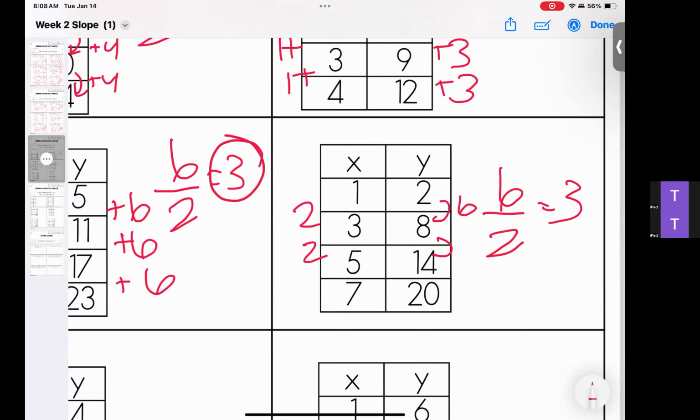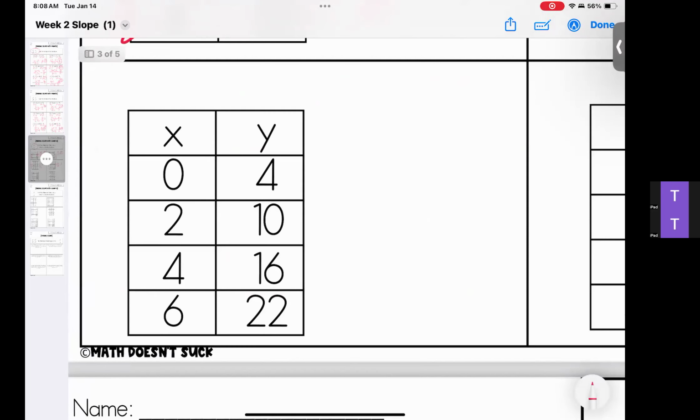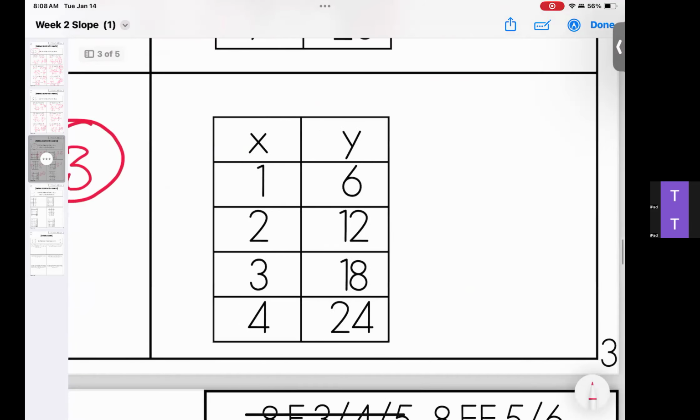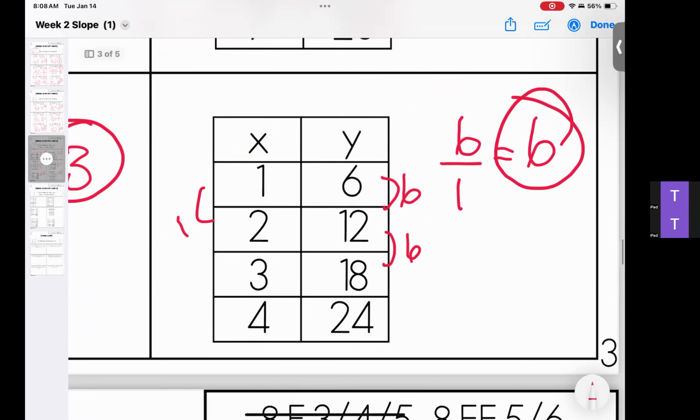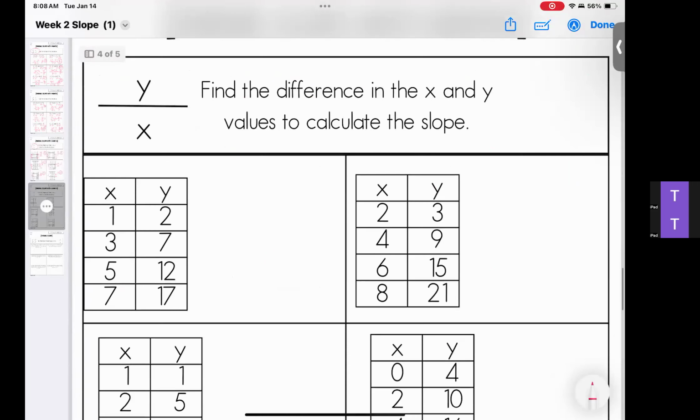Check every pair. You never know when I'm going to give you the last pair that's different. This is 6. Check it all the way down. This is 2. 6 over 2, slope of 3. This is 6. This is 1. 6 over 1, slope of 6. Questions? Bring them to class.